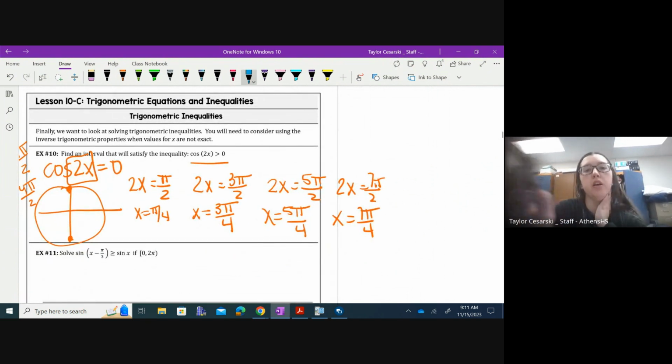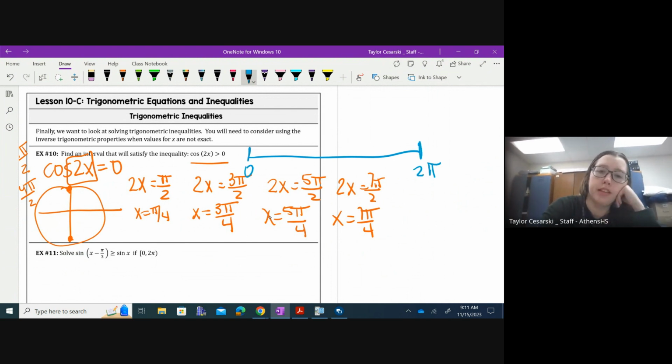And then we're just going to go back to what we've done with polynomials. So I have 0 and 2 pi because it doesn't go on forever. Then I have pi over 4, 3 pi over 4, 5 pi over 4, and 7 pi over 4. Okay? So I know that if I plug in a value, I can figure out what that will be at each of those endpoints, and then evaluate from there.